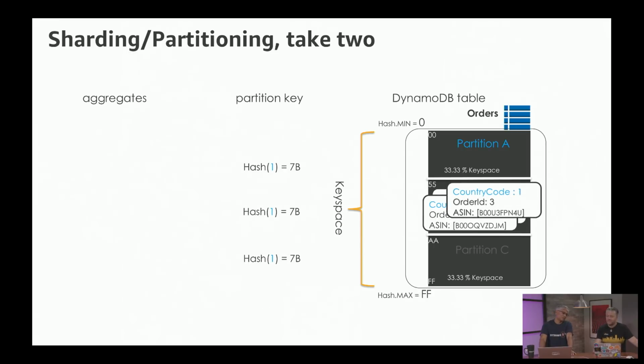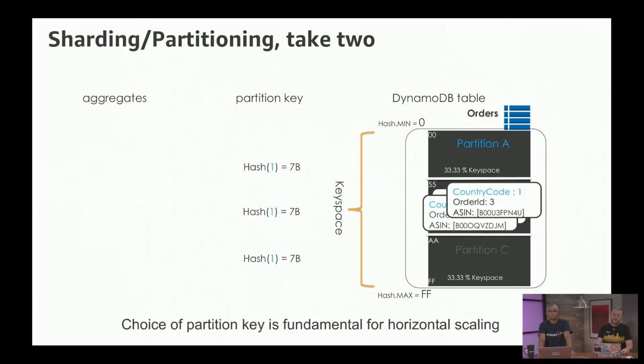Maybe one of the ways of fixing this would be, should the application concatenate the country code and the order ID and then make it unique? And then in that case, again, you have a large number of unique IDs and therefore it'll scale better. Right. Yeah. And there will be cases when you do want to look up your orders by country code. Yeah. But we'll talk about options for how we can handle those cases. Yeah. So the point though is that the choice of partition key is fundamental to horizontal scaling.